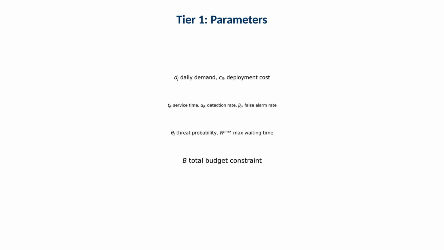Parameters capture scale and risk. For each passenger type, you have daily demand and a threat probability. For each technology, you have an average service time, a detection rate, and a false alarm rate. You also have deployment costs by location and technology, a maximum acceptable waiting time, and a total budget. These are the real-world constraints that prevent an unrealistic turn-on-everything-everywhere solution.